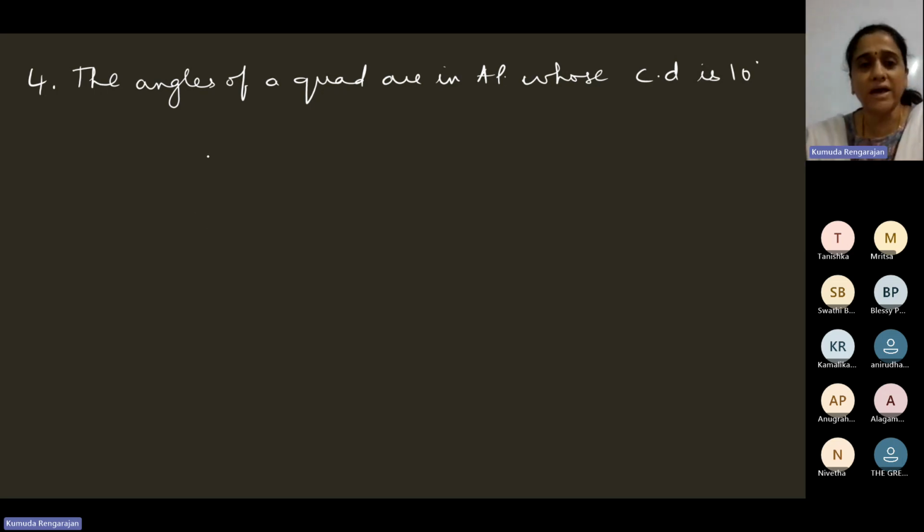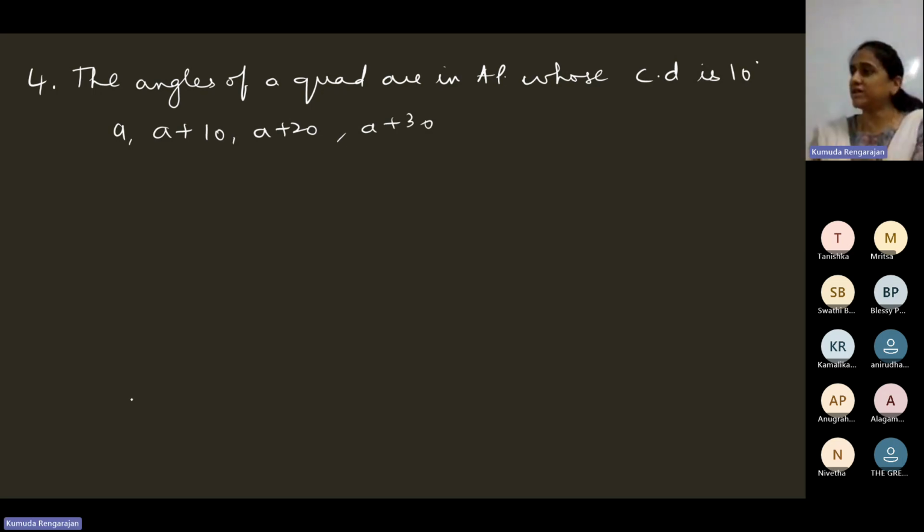So let the 4 angles of the quadrilateral be A, A plus 10, A plus 20, and A plus 30. The common difference is 10, no? You will go wrong if you use that assumption. We'll talk about that in the next slide because there the common difference is 2D. See, remember this. When you know the common difference, don't go with that assumption. When you don't know A and D, then use that assumption. You know D, right? Then don't go with that assumption.